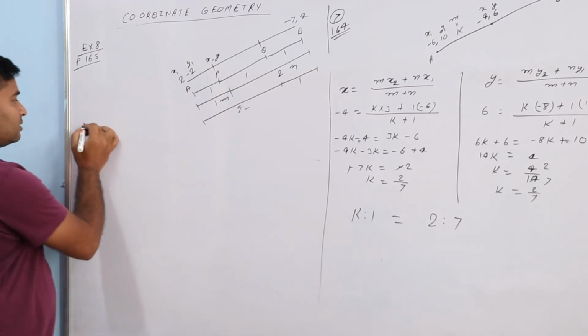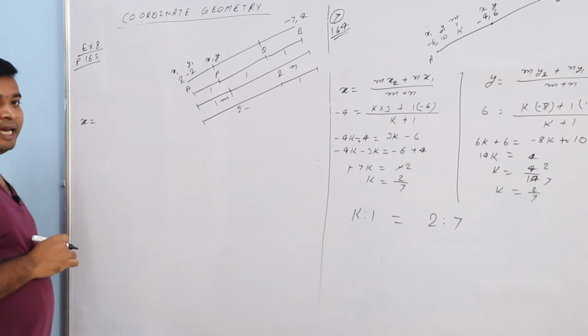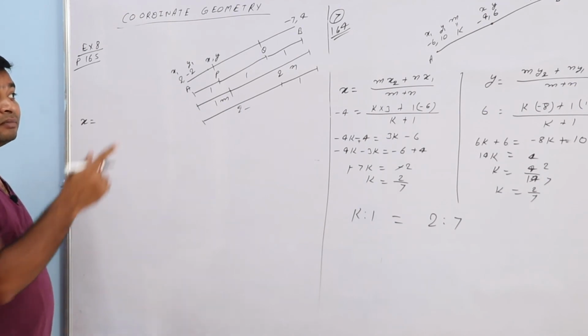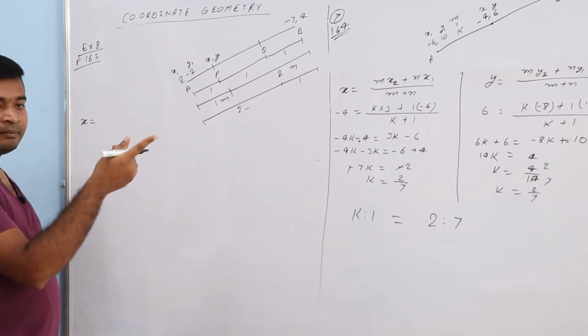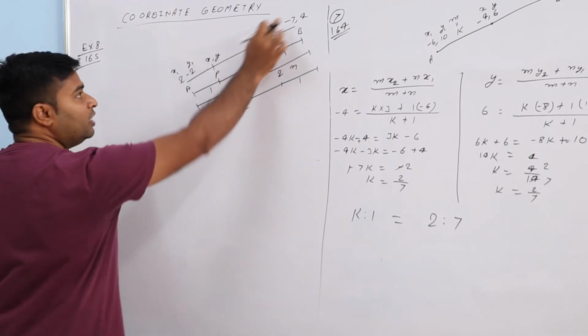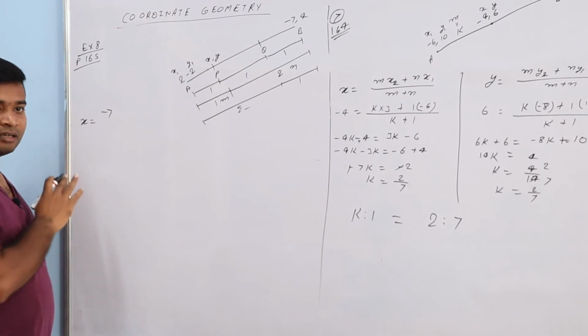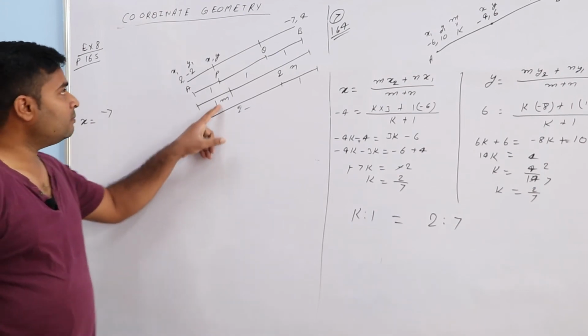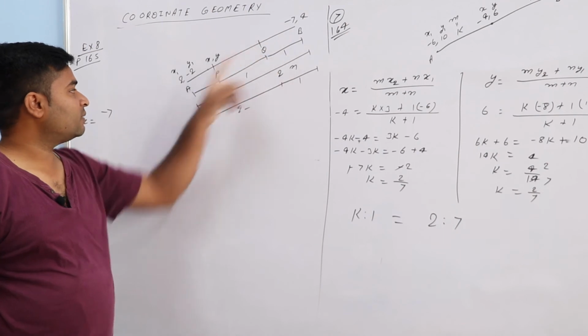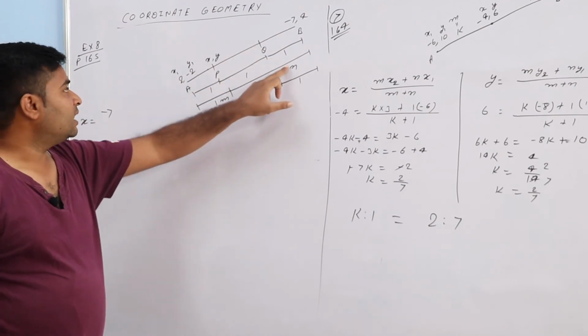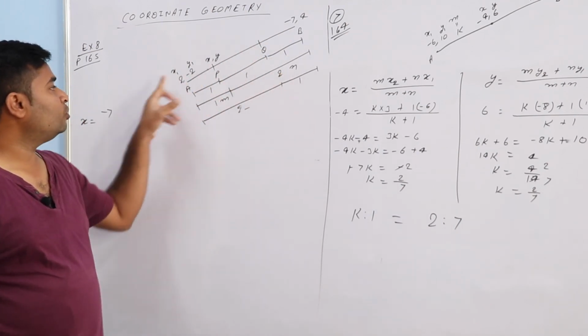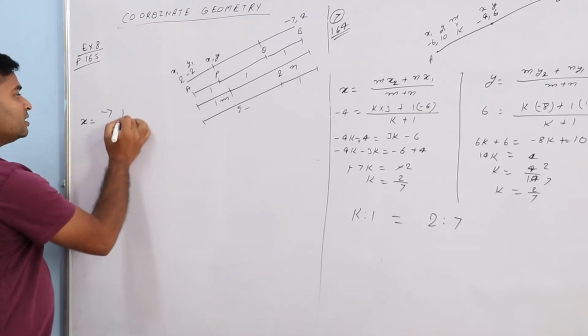Now say the direct. X is equal to m x2. So m into minus 7, minus 7. I'm not writing the formula directly, I'm saying m x2. So m 1 into minus 7 is minus 7. N x1. So 2 into 2 is 4.